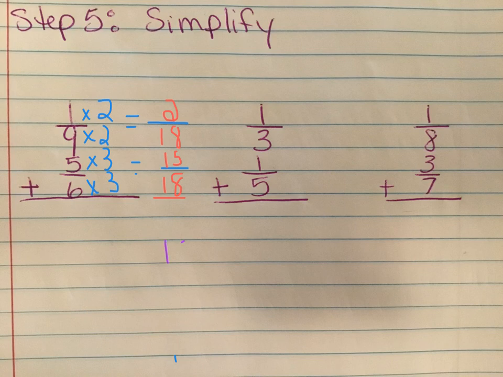So 18 is going to stay the same. Both of them have 18. But I need to add the numerators. So I'm going to do 15 plus 2.